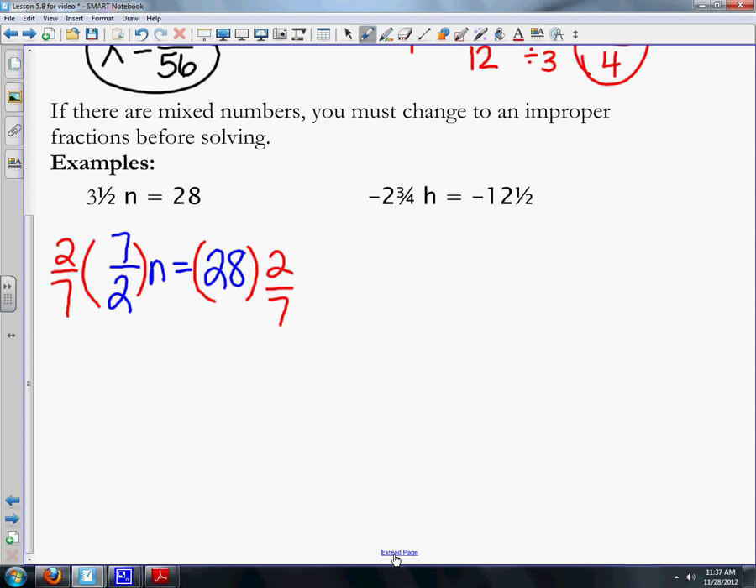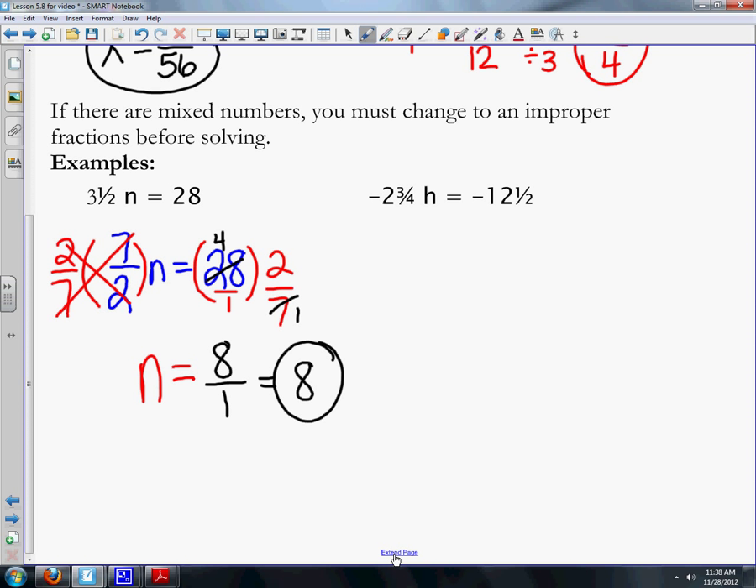They cancel out, and you're left with n equals, now this is 28 over 1, remember, so it's 28 times 2 and 1 times 7. But I can see that I can cross reduce here. 28 becomes 4 and 7 becomes 1 because 7 goes into 28 4 times. 4 times 2 is 8 and 1 times 1 is 1. So it's just really 8 is my answer.